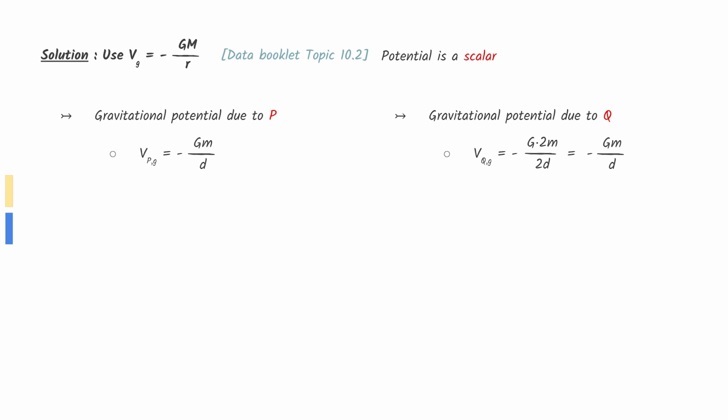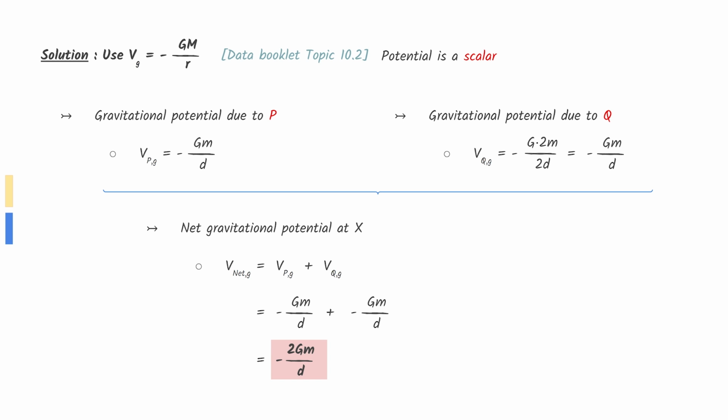Similarly, use the equation for gravitational potential given in the data booklet to find the gravitational potential due to P and Q separately. Since potential is a scalar, add the two potentials to find your answer.